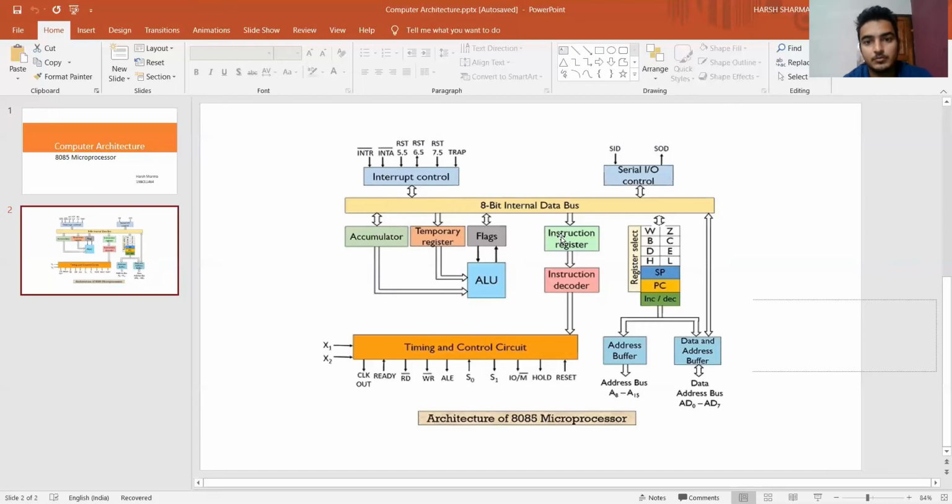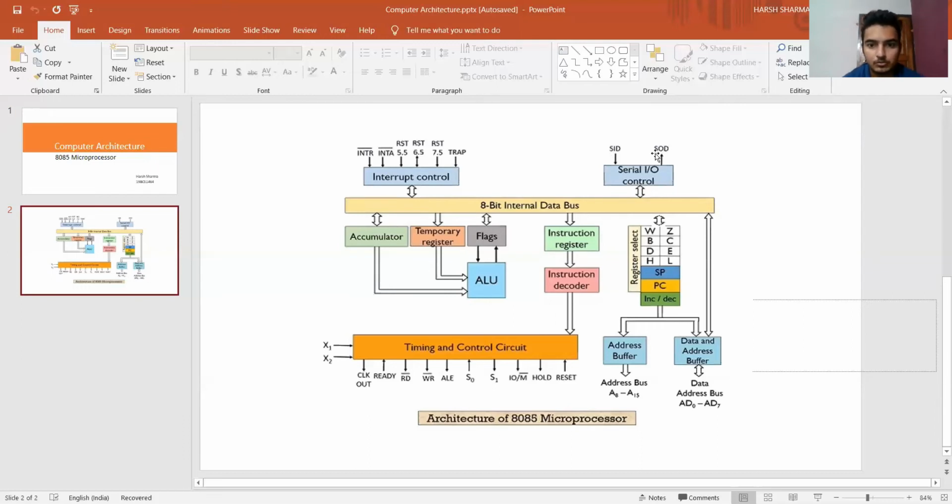So serial IO, as the name suggests, IO stands for input and output. Serial IO works on two pins, that is SID and SOD. SID stands for serial input data, SOD stands for serial output data.